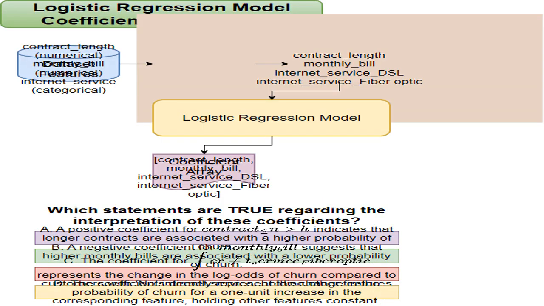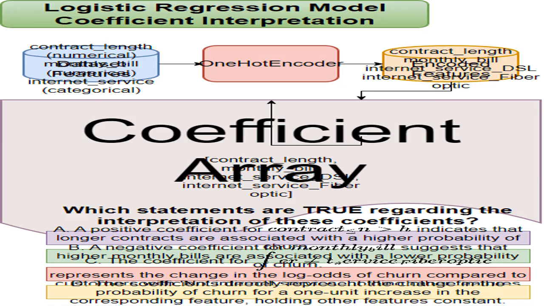I'm using a logistic regression model to predict customer churn. This is a great choice for a binary classification problem like this, predicting whether a customer will churn, leave the service, or not. Now, let's look at the coefficients from my trained logistic regression model. I want to make sure I understand what each one means. Each coefficient relates to one of the features in my model.